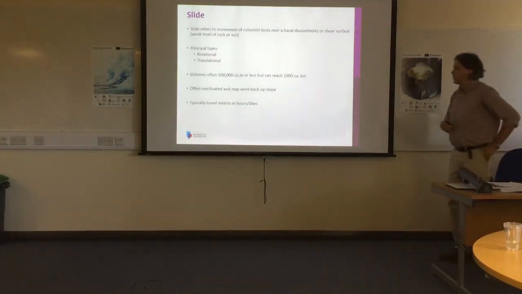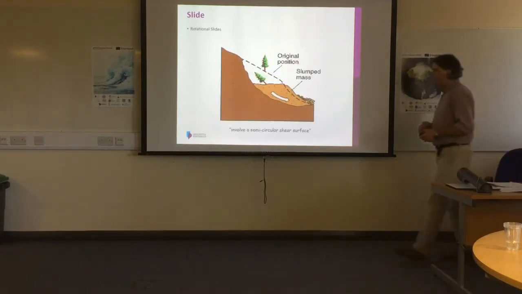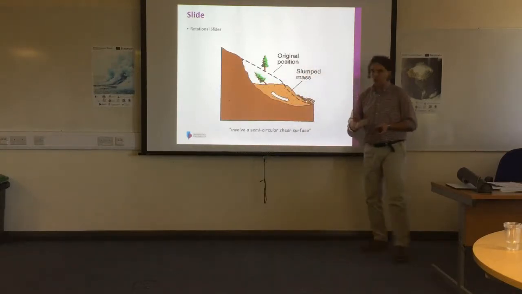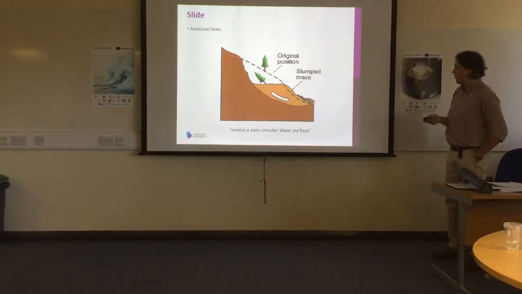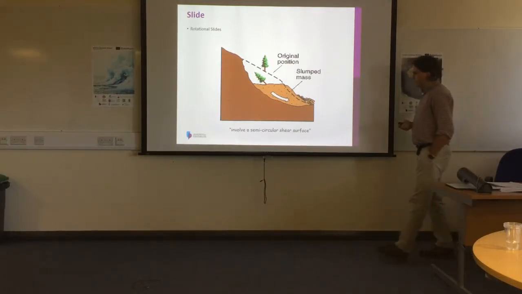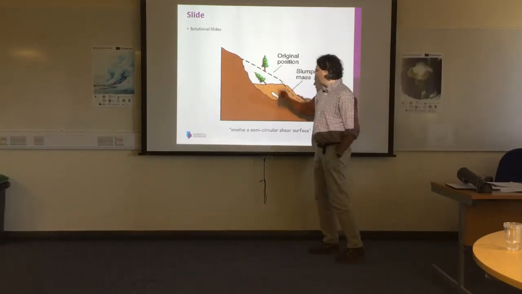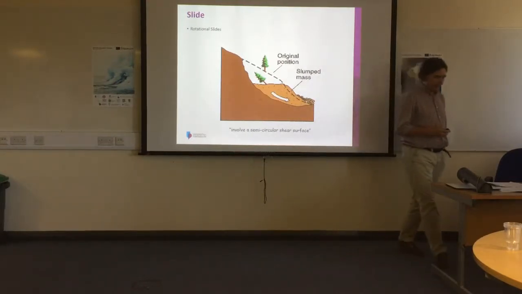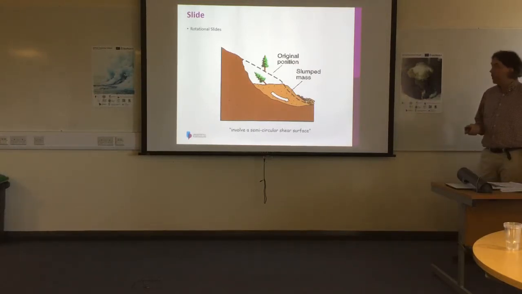Slides. So a slide is different. A slide involves a failure but along a predefined surface. So there's a preferential zone of movement along which the landslide occurs. And the first is a rotational slide. It's focused primarily on fine-grained materials, essentially clays and silts, and you get a circular failure surface on which things begin to rotate, which is the characteristic appearance of these landslides.